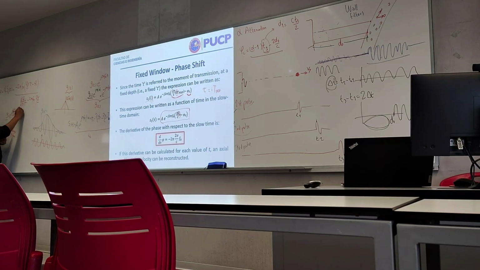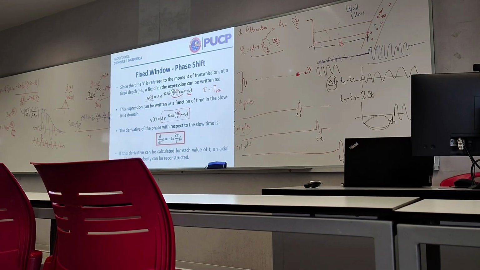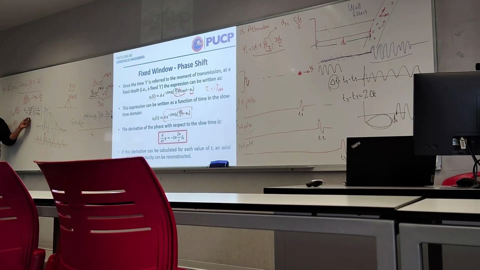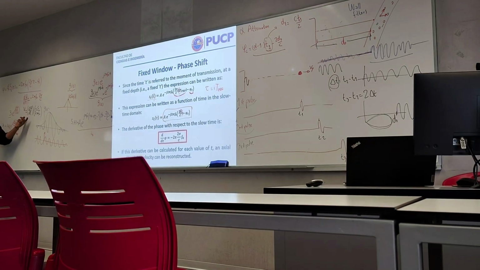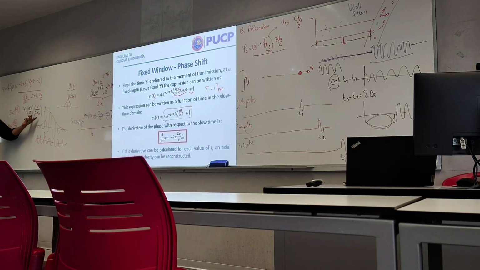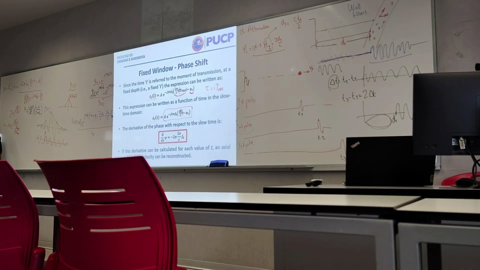Or what would be the same, right? The velocity would be the derivative multiplied by minus c over 2 pi f0. Yeah, and that would be how we calculate the velocity. It's taking the derivative with respect to tau and multiplying that by minus c over 2 pi f0.